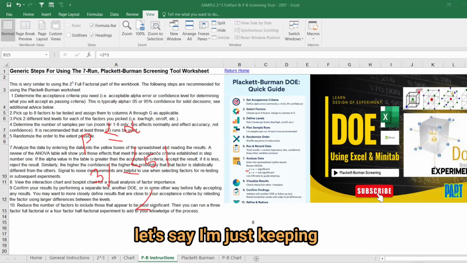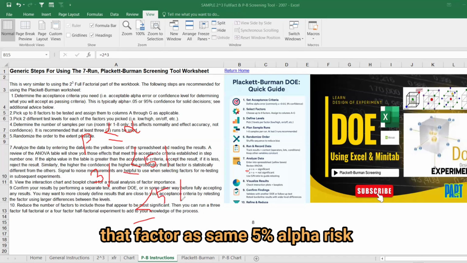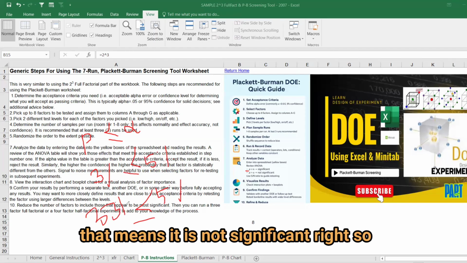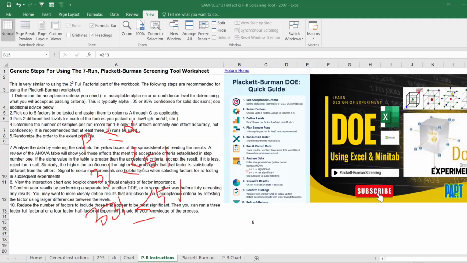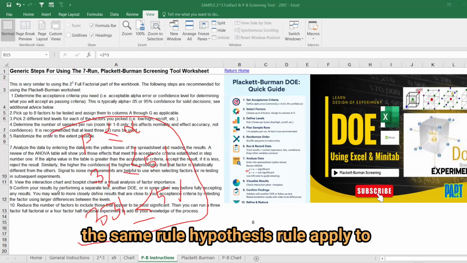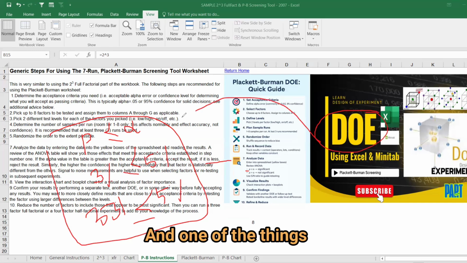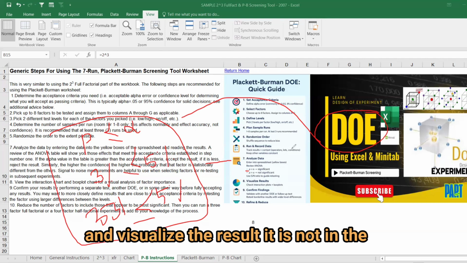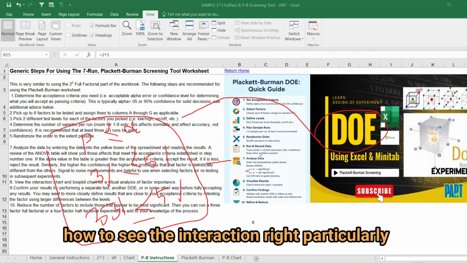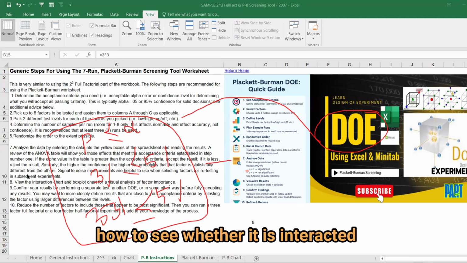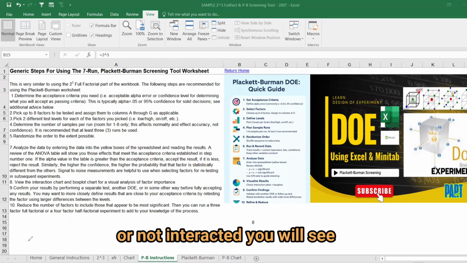The same thing, let's say I'm keeping the same 5% alpha risk, and let's say I'm getting 33%, that means it is not significant, right? So the same hypothesis rule applies to this as well. In design of experiment, one of the things we'll be using is hypothesis testing and visualizing the result. In the previous video I talked about how to see the interaction. Particularly, this interaction will play a super major role, like how to see whether it is interacted or not interacted.